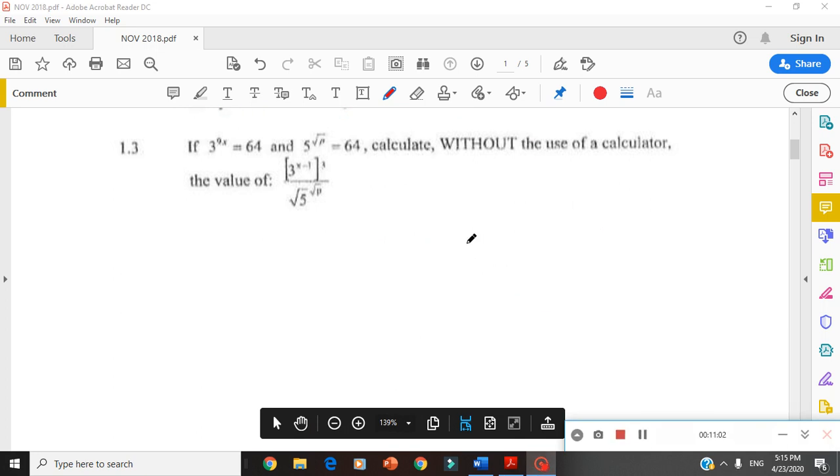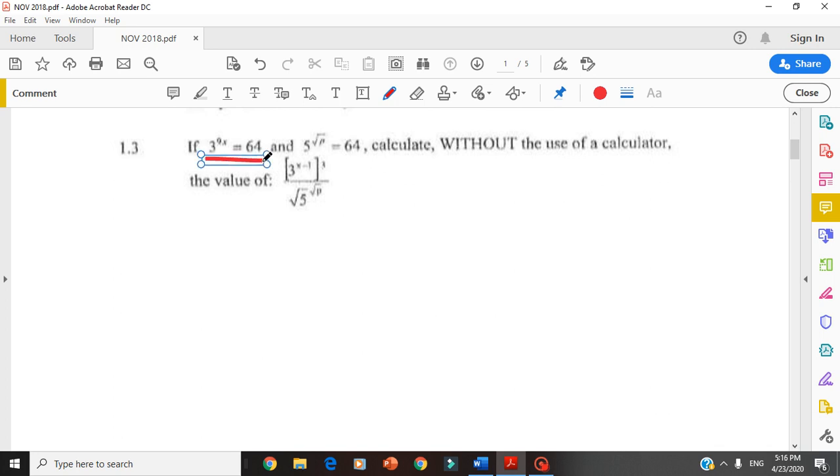Okay, lastly but not least, we got a problem here dealing with exponents. So here we got 3 to the power 9x equals 64, and we got 5 root p equals 64. So calculate without the use of a calculator what the value of 3 to the power x minus 1, all cubed, divided by the square root of 5 raised to the p is. What is that value?